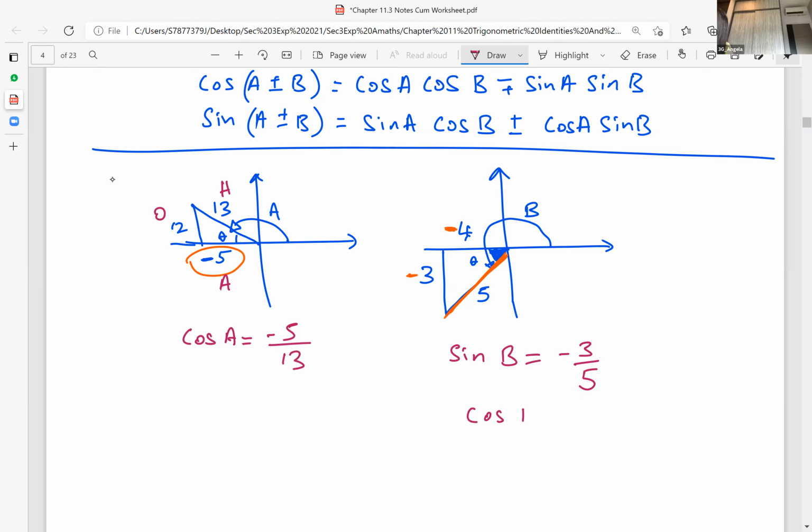Someone else can help me with the cosine B? Keith? Keith, I can't see you. Yeah. Why do you want to hide your handsome face? What's the answer? Cosine B. Negative 4 over 5. Yeah, correct.